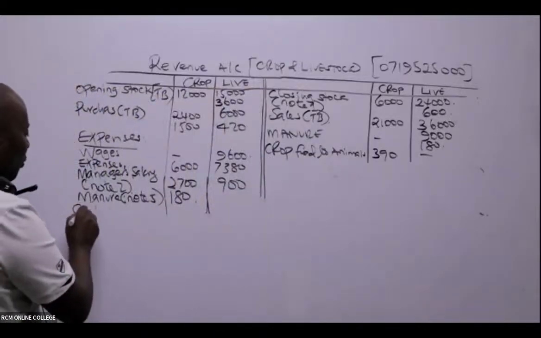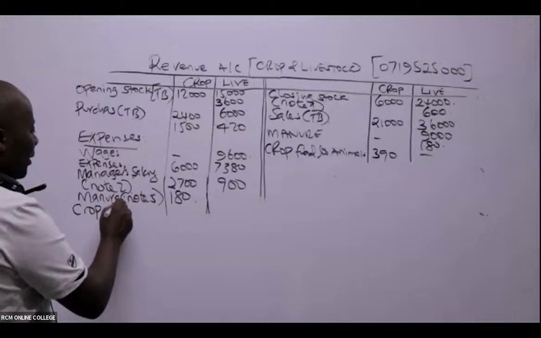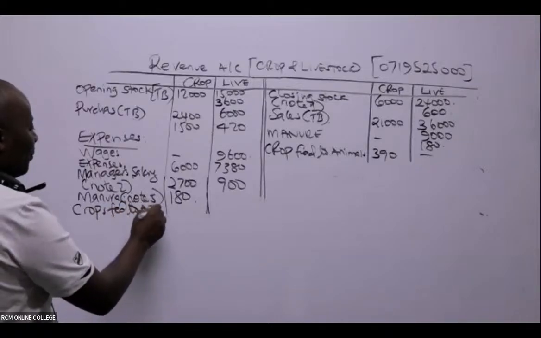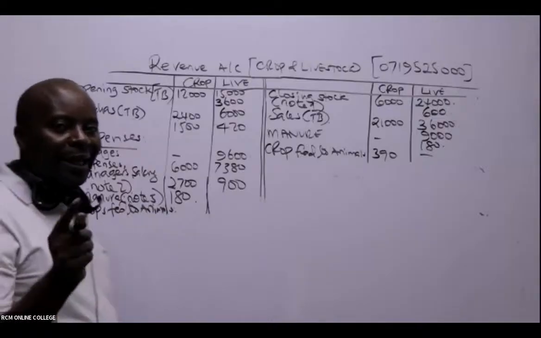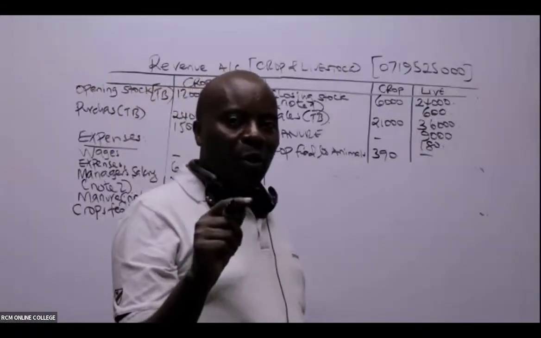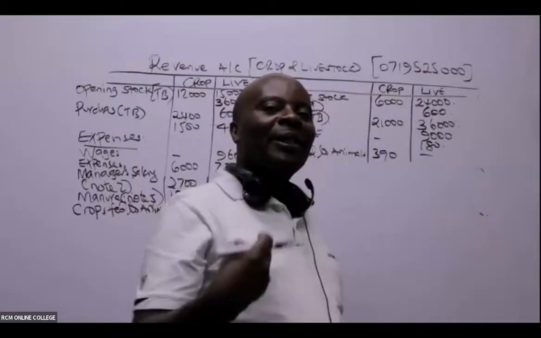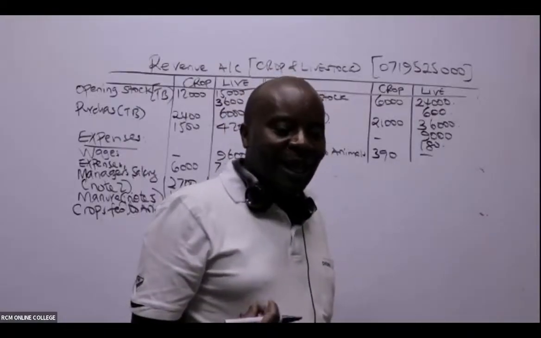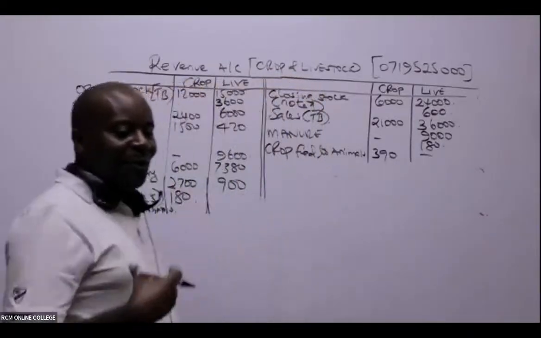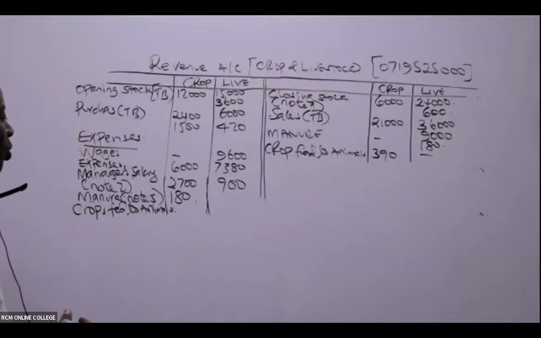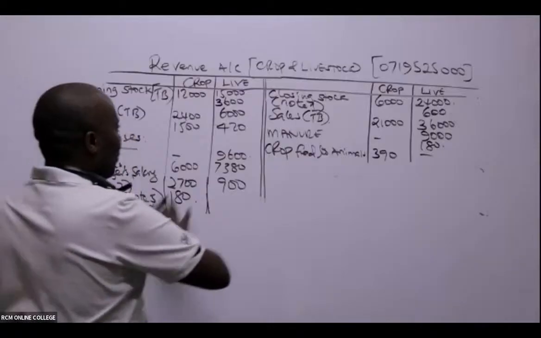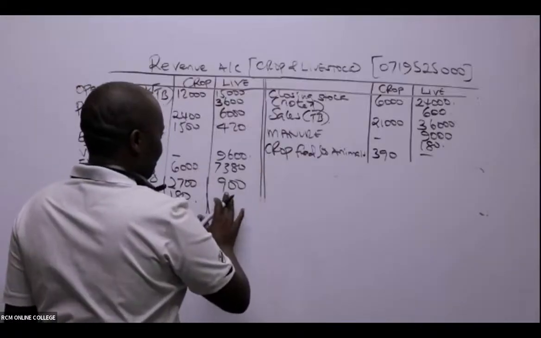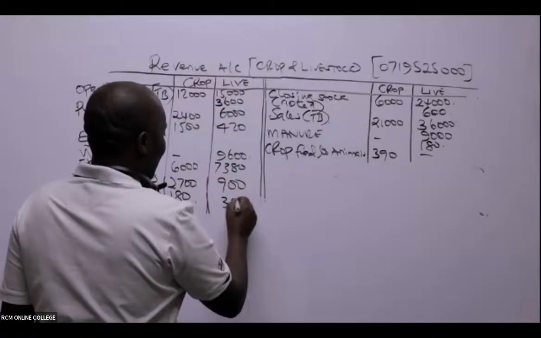So we have here crops fed to animals. To animals, this is an input. It's like the animals purchased. Yeah, livestock, it's an input. The animals expense, yes. So crops fed to animals. So in this case here, under the animals, we'll come and put this 390. And then of course with a dash there.